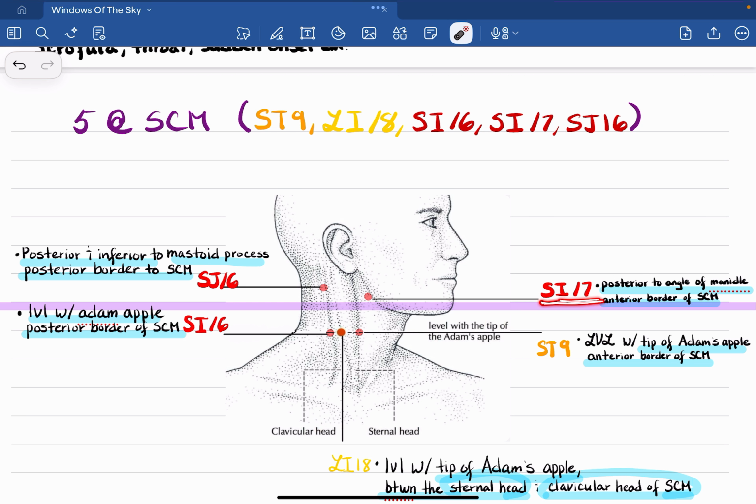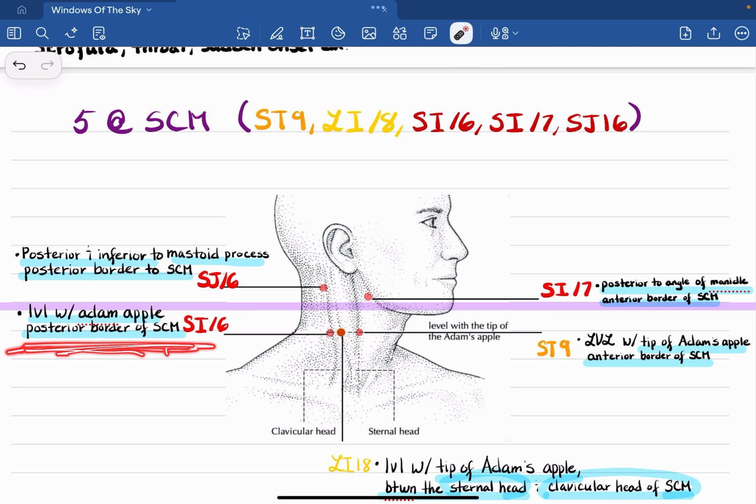The only thing is SI 17 is posterior to the angle of the mandible, but stomach 9 is going to be level with the tip of the Adam's apple, and then both are anterior to the border of the SCM. So here you want to find the mandible, the angle of the mandible, posterior. And then you want to make sure that you're anterior to the SCM, and that's how you find SI 17. Different from where SI 16 is, posterior.